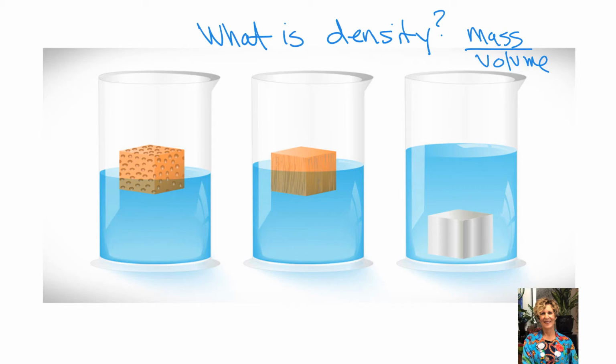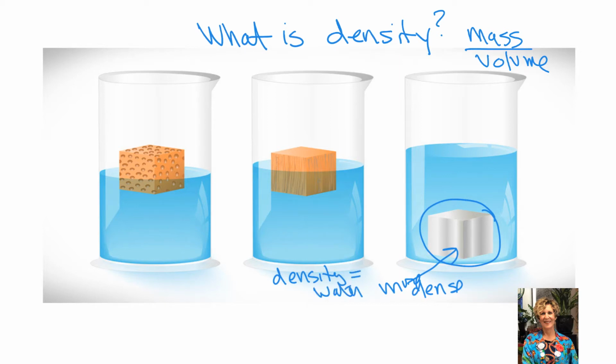So if I look at these pictures, I could ask anybody, which one of these blocks is more dense? Well, this one, right? So it's more dense compared to the water. This one looks like the density is equal to the water. See how it's kind of floating halfway in this water? More dense than water. And this picture is less dense than water, because I can see it's floating.